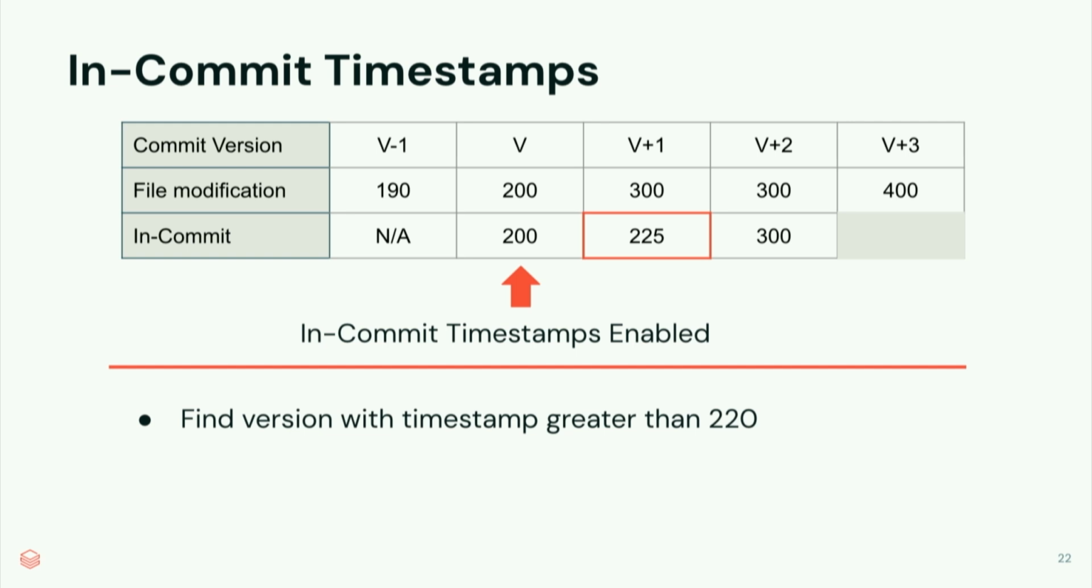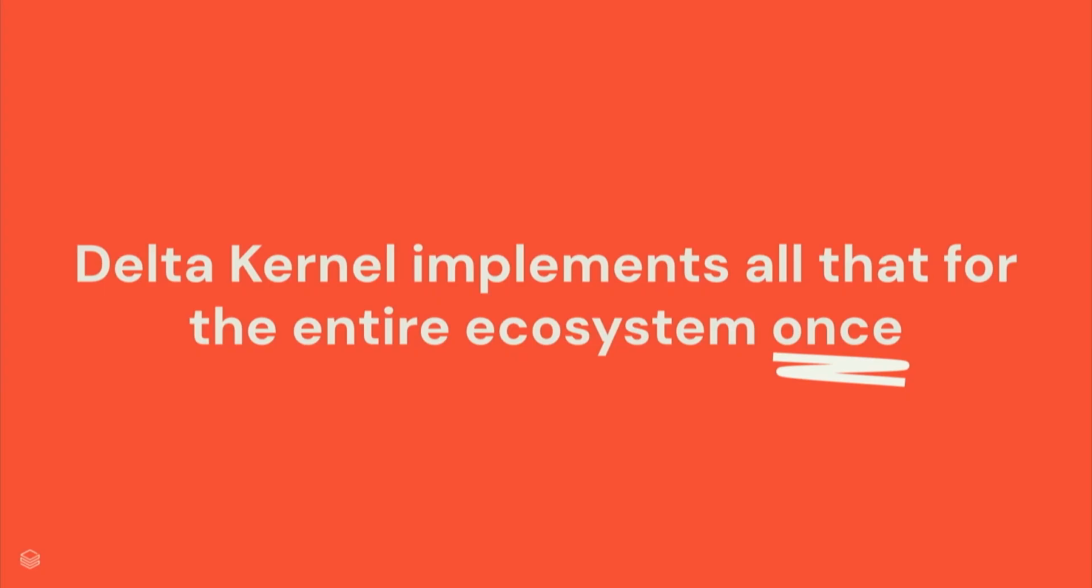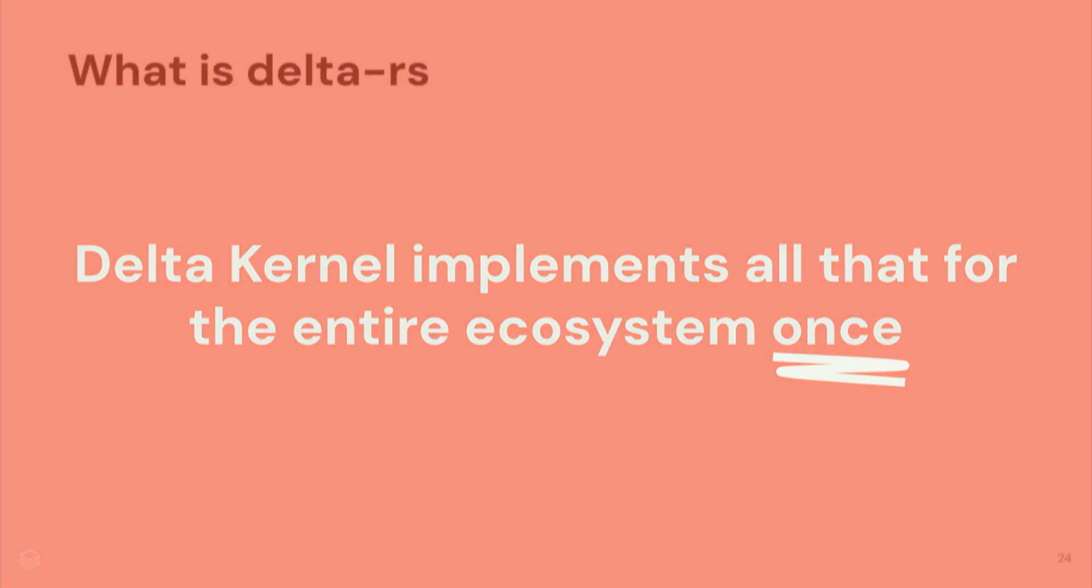Now, why am I showing you this? This is, again, complexity in the protocol that we've abstracted away from connectors so that the entire ecosystem can do it and not just Spark. So Delta kernel, in short, implements all of that just once for the entire ecosystem. And I'll pass it off to Steve to tell us about Delta-rs.